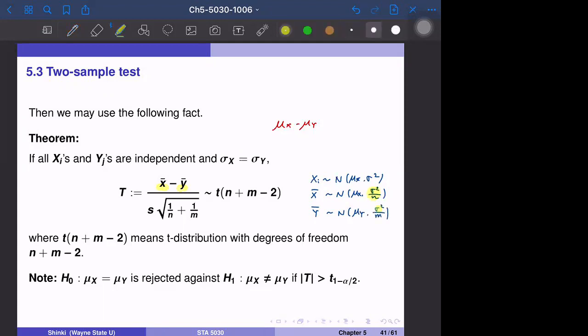So basically we have to consider the variability of x bar minus y bar. x bar minus y bar follows normal, mu x minus mu y, and the variance sigma square over n plus sigma square over m. So we have to put this quantity here, I mean, the square root of this.